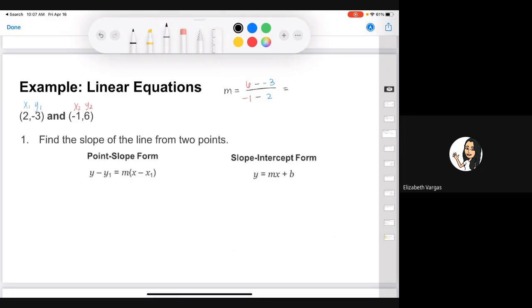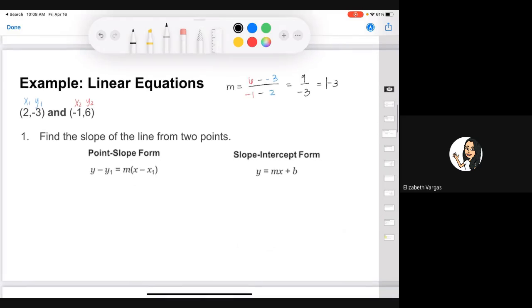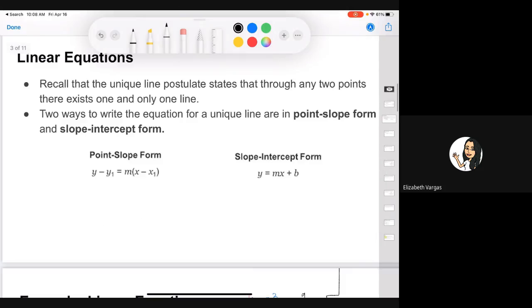And so now I'm going to find the slope. That gives me 9 over -3. 9 divided by -3 is -3. I think it's a positive 3. Okay, I'm using my calculator. Okay, -3. So -3 times -3 gives me a positive 9. So my slope is -3. So that will represent my m.